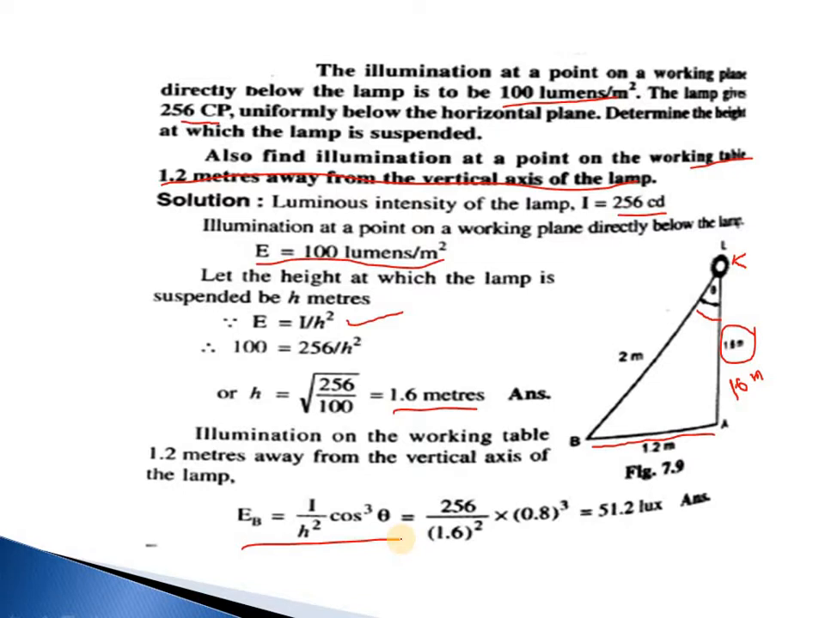We can calculate it from here. We know that cos theta equals base by hypotenuse, that is 1.6 divided by 2, so 0.8. From there we have calculated the illumination at the point 1.2 meters away. So this is our first problem.